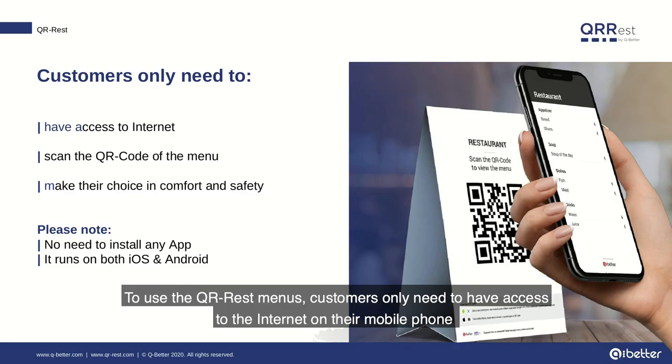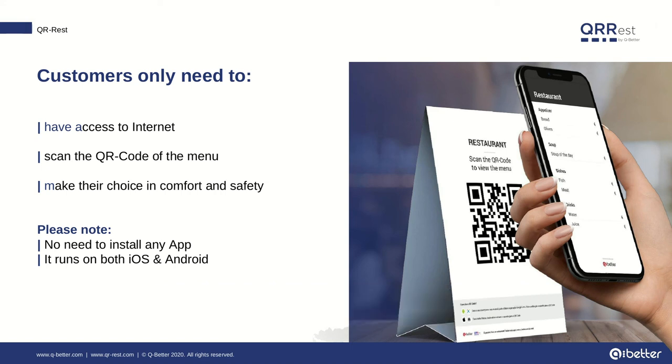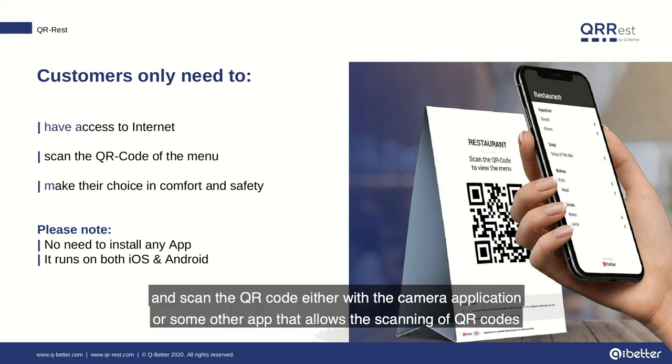To use the QR REST menus, the customers only need to have access to the internet on their mobile phones and then read the QR code either with a camera application or some other app that allows the reading of QR codes.